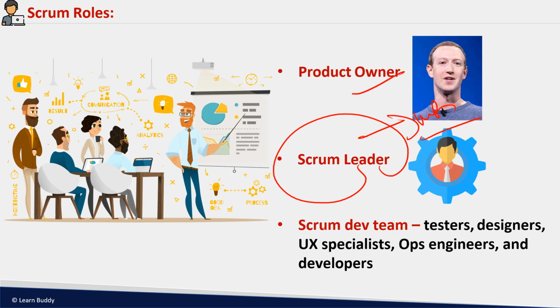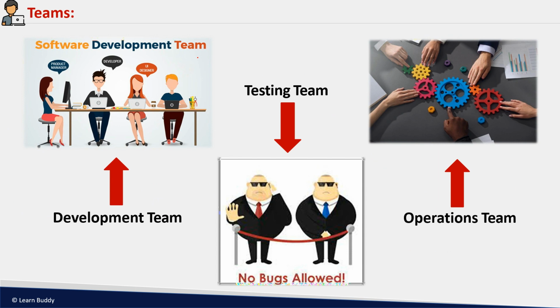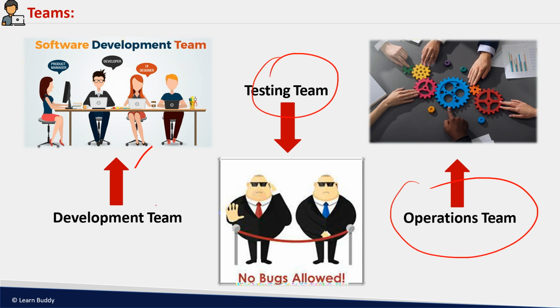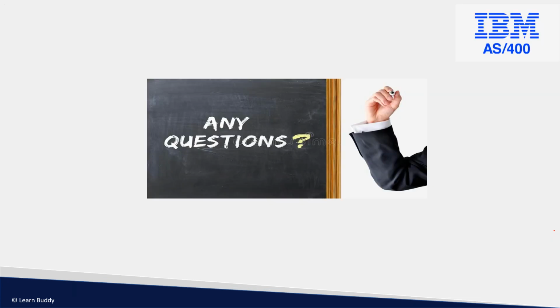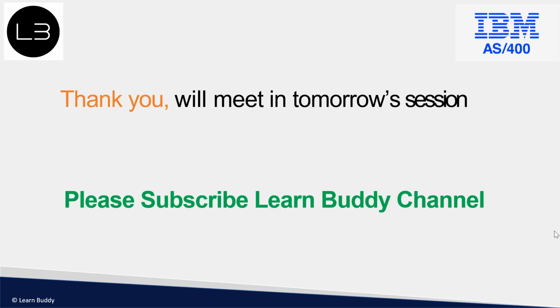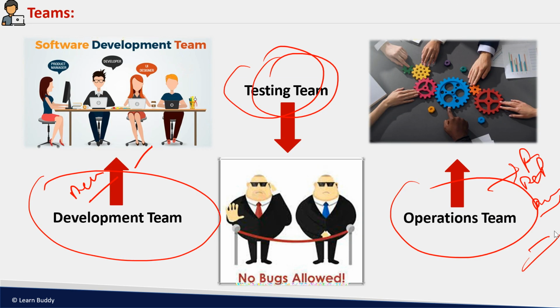And there is a product owner and scrum leader who gets the updates, and a scrum development team like testers, designers and so on. In a software development team, there is a development team, a testing team and an operations team. The development team develops the code. The testing team tests whatever the development team has coded. And the operations team handles deployment and production releases. Okay, so this is the SDLC.